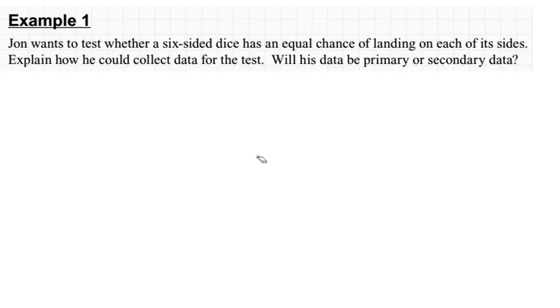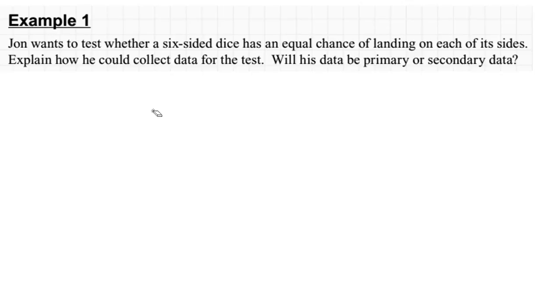Okay. Right. So what kind of questions are they going to ask in the exam? It says here that John wants to test whether a six-sided dice has an equal chance of landing on each of its sides. Explain how he could collect data for the test. Now, will this data be primary or secondary? He's got a six-sided dice and he wants to know whether each side has an equal chance of landing. How is he going to prove this? Okay, so how is he going to collect the data here?